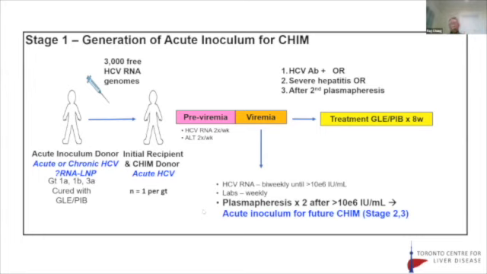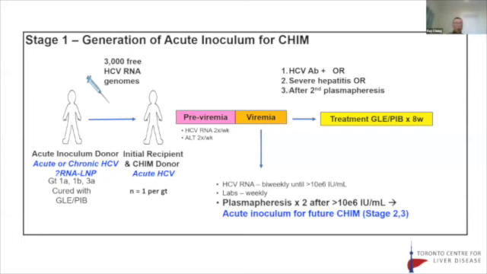genotype. These patients would be tracked frequently pre-viremia, and then once viremia was documented, again tracked serially until a titer developed in excess of 1 million IUs per mil, after which plasmapheresis could be performed to collect large volumes of this inoculum, which would then, of course, be a potential source for future CHIM studies, which we'll hear more about. At the point of either seroconversion, the development of severe hepatitis, or after the second plasmapheresis has been completed, these patients would then be offered curative therapy with glecaprevir and pibrentasvir, just as an example.